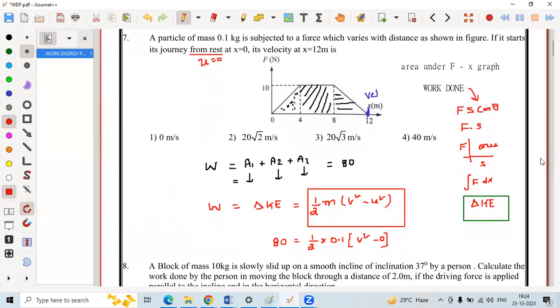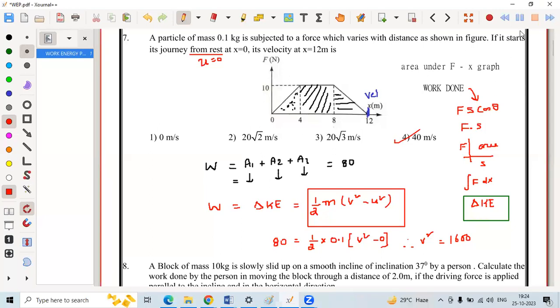18 into 2 is 160, and then the 1/10 goes to the other side. v square is equal to 1600. So v is equal to 40. This is the exact pattern of JEE Mains and NEET. All these questions are from previous papers. If you prepare to this level, that is enough. Right? So the answer is 40.